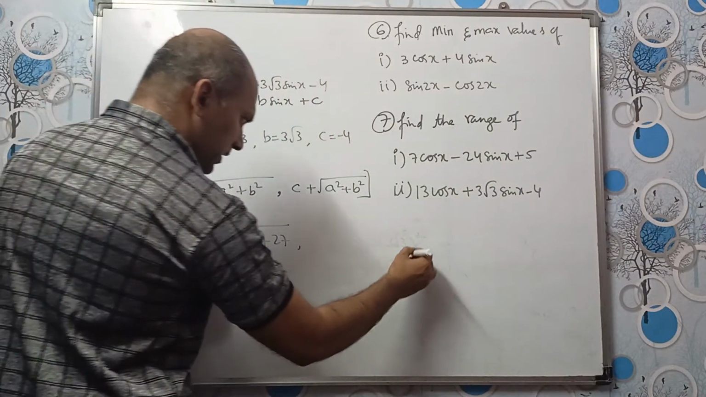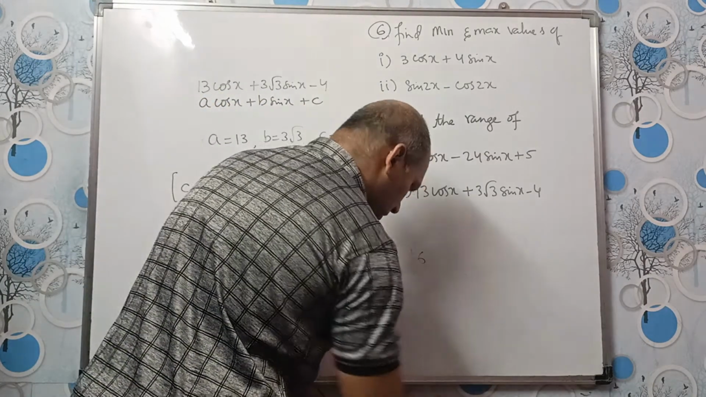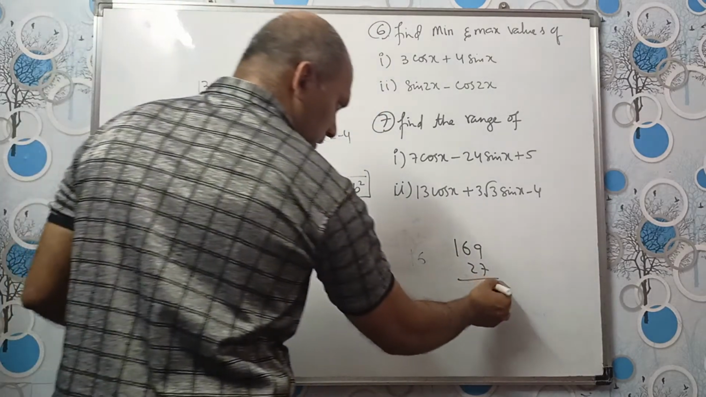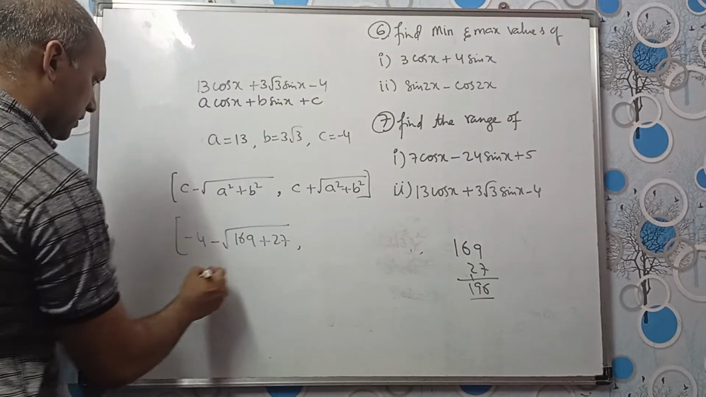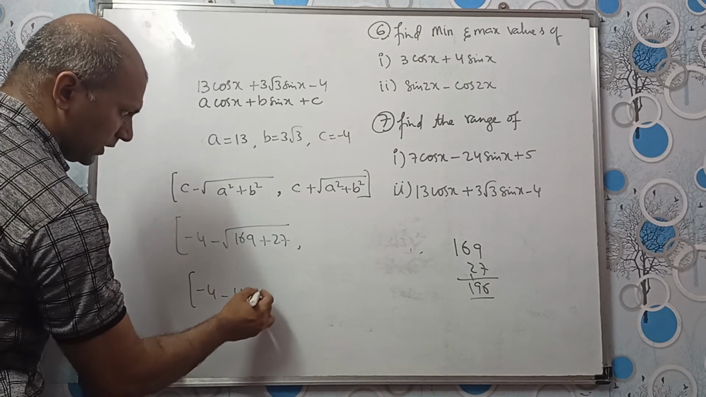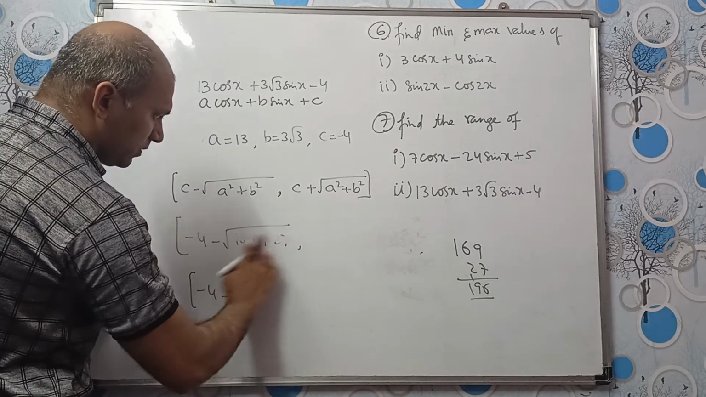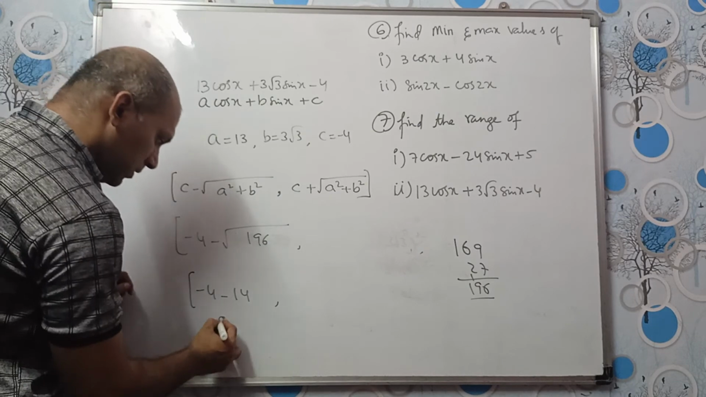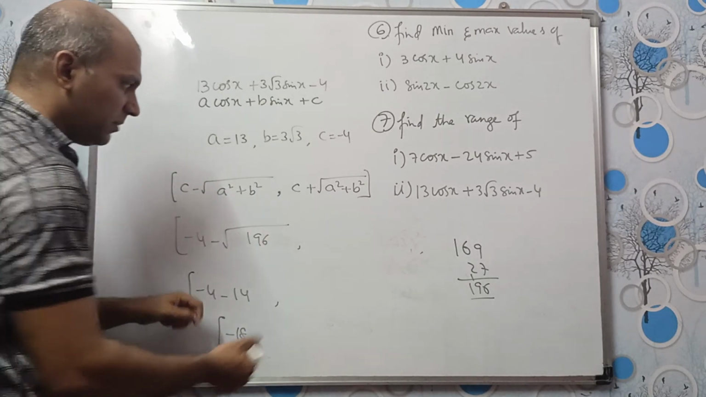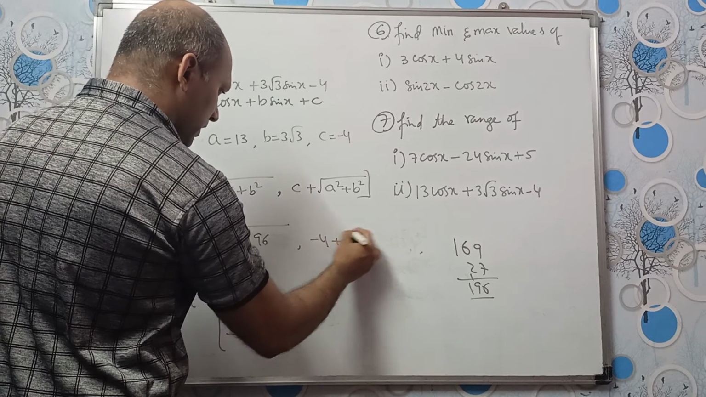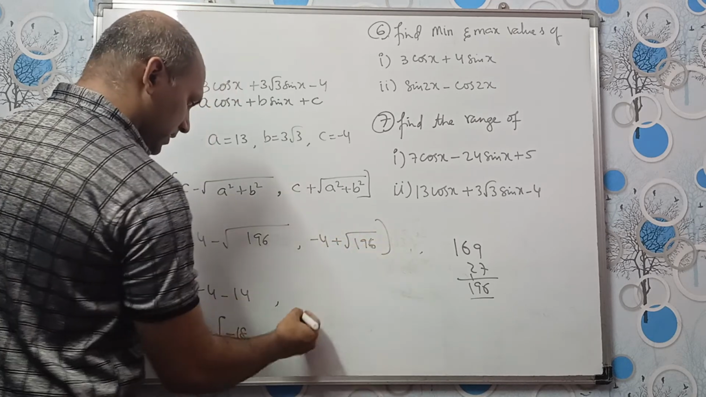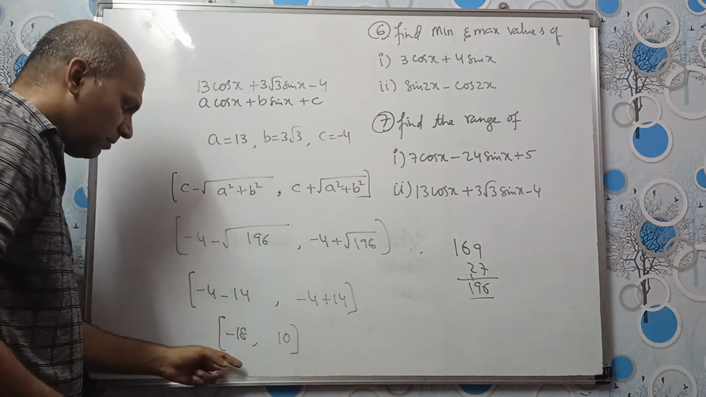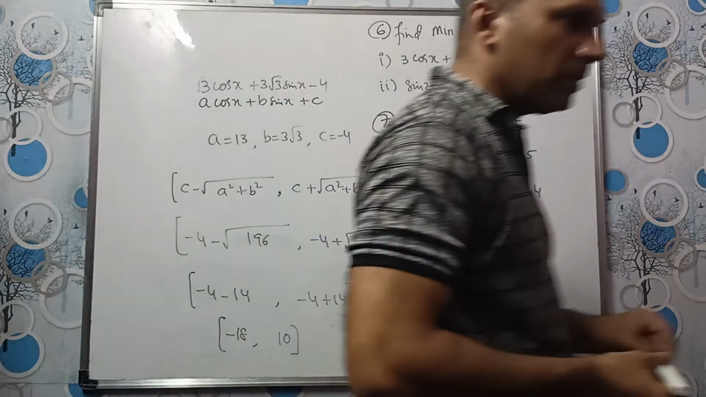Alright, so how much is 169 and 27? Let me change the marker. 169 and 27, right? 196. So this is minus 4 minus 14. See, this is 196, root 196 is 14. So minus 18 is the minimum value. Let us find the maximum value. Plus this will be root 196. So minus 4 plus 14, right? So this will be 10. Minus 18 is the minimum value, plus 10 is the maximum value. Okay.